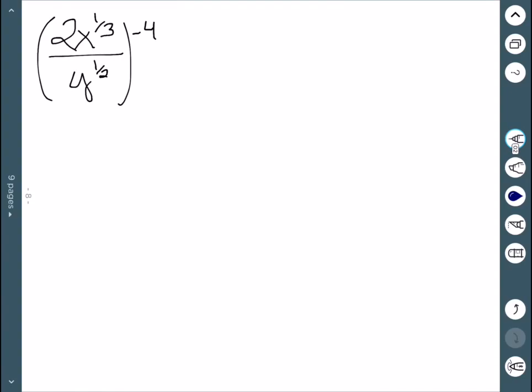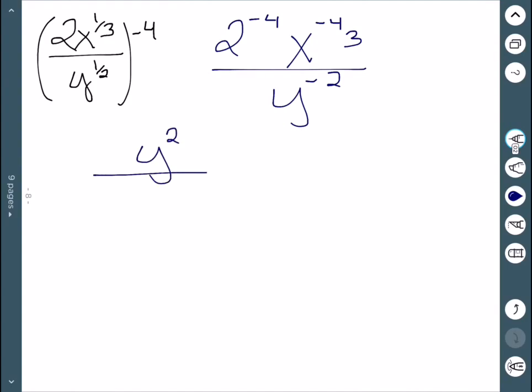Another example, this -4 means we're going to be multiplying exponents, so this is a 2 to the -4. 1/3 times -4 is -4/3. And then on the denominator, 1/2 times -4 is -2. We then like to make exponents positive, so the top becomes y squared. The denominator has an x to the -4/3. And we know that 2 to the 4th power is 16. And since it's a -4, it goes on the denominator. This is now positive since it moved to the denominator.